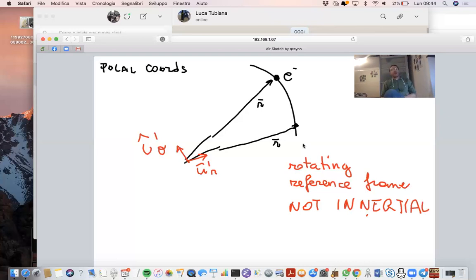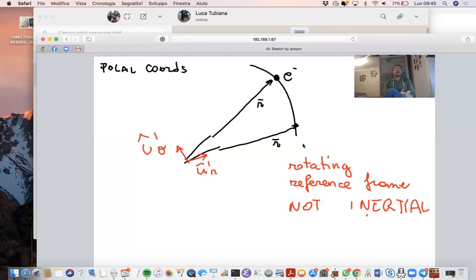Violation of inertial frames, the fact that the initial frame is not inertial. I don't know if inertial in English goes with two N's. I think it goes with one. I don't know. Fine. I'm clearly not a native speaker.